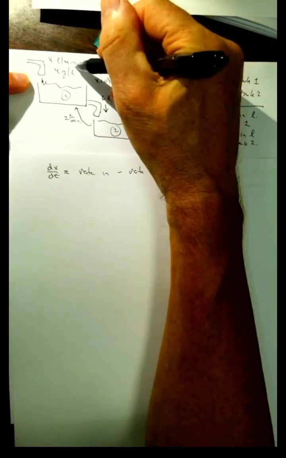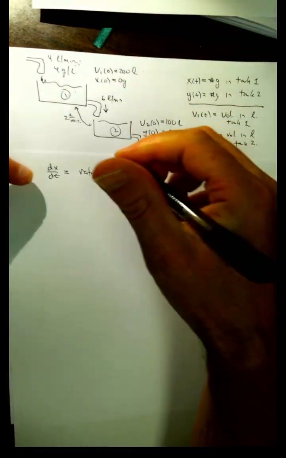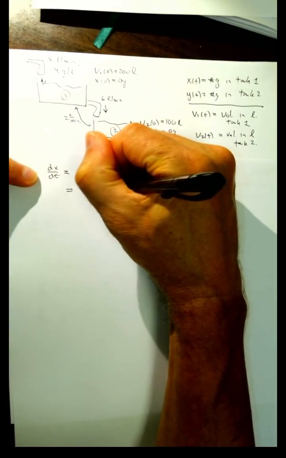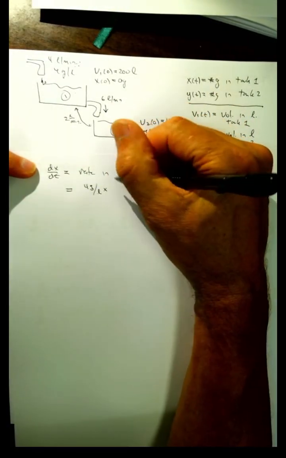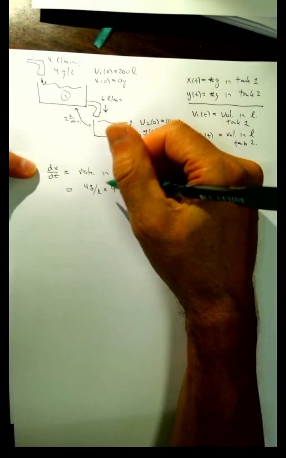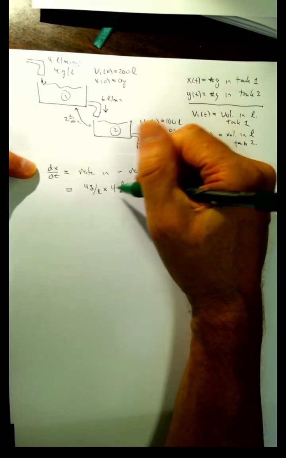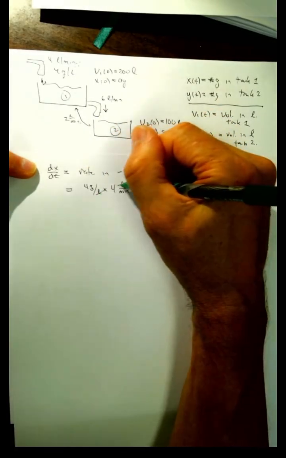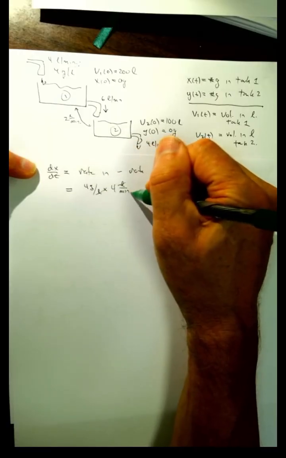So this is going to be rate in minus rate out. The only stuff coming in is from here and from here. So let's do this first. I've got 4 grams per liter coming in, and it's coming in at a rate of 4 liters per minute. And again, this is exactly the kind of stuff you did in your chemistry class with dimensional analysis. The liters cancel, I'm left with grams per minute.